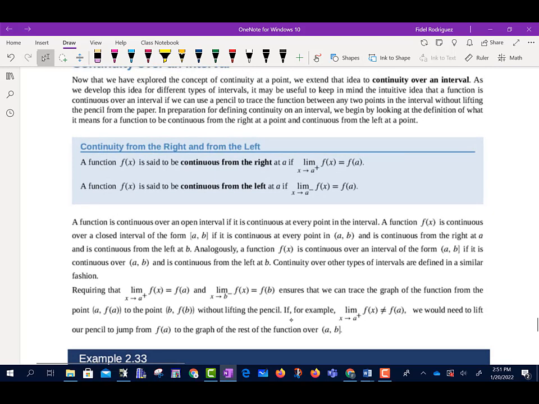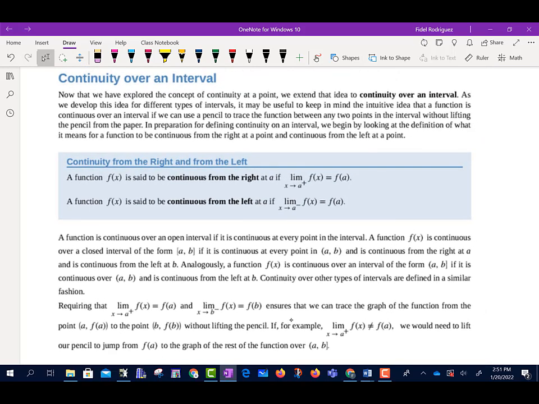Okay, so now let's talk a little bit about continuity over an interval. We've talked about continuity at a point. Now we can extend this to continuity over an interval. We're going to develop this idea for different types of intervals. It might be useful to keep in mind the intuitive idea that a function continuous over an interval is one where we can use a pencil to trace the function between any two points on the interval without lifting the pencil from the paper. That's what I talked about before.